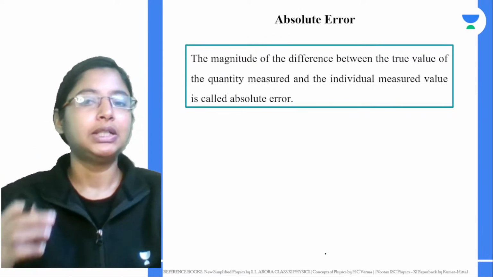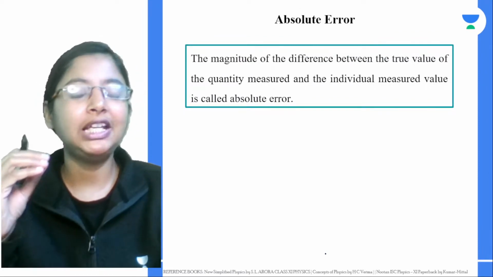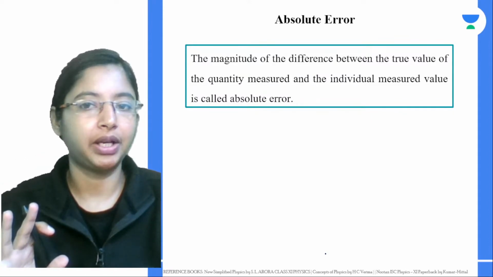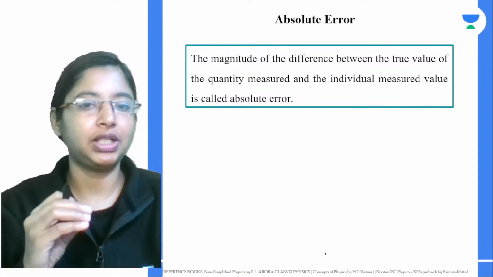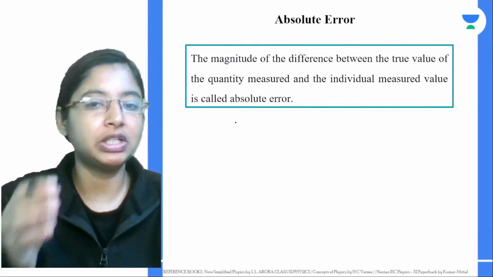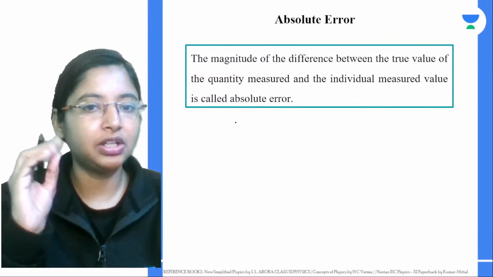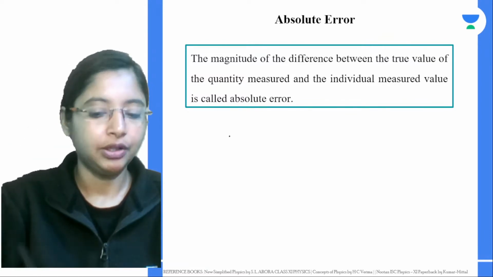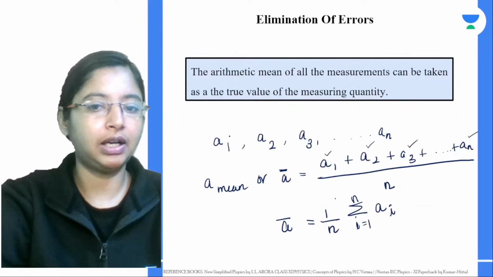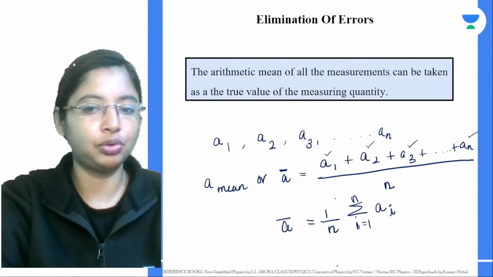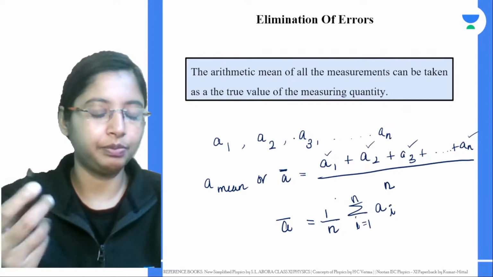Now this absolute error we take for each of the individual readings. Then we are going to see the magnitude of the difference of each individual reading from the true value. So when you take the arithmetic mean, you actually get the true value of that particular quantity.